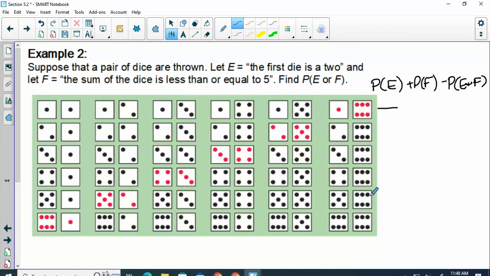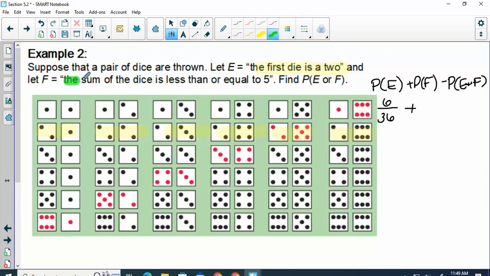I put this diagram up here. How many total combinations are there? 36. 6 options for the first, 6 options for the second. So 6 times 6 is 36. And we can see that just by counting. Okay, so in how many of those is the first one a 2? Those options, my first die was a 2. So that's 6 out of 36.